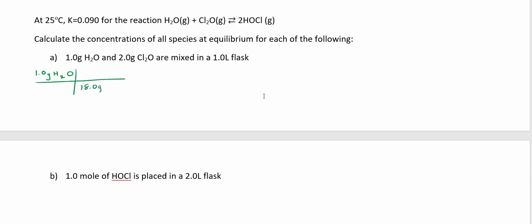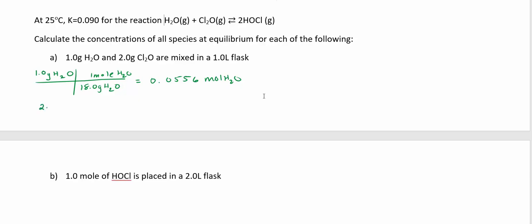And there are 18.0 grams of water in 1 mole. So I need to convert that into moles, 1 divided by 18. And I get 0.0556. I know that's too many significant digits, I'm trying to avoid some rounding error. So you do that, that's moles of water. It's in a 1 liter flask, so that's also the molarity.